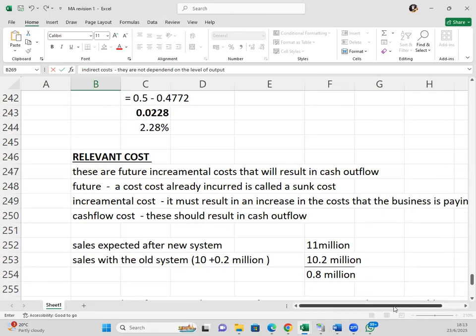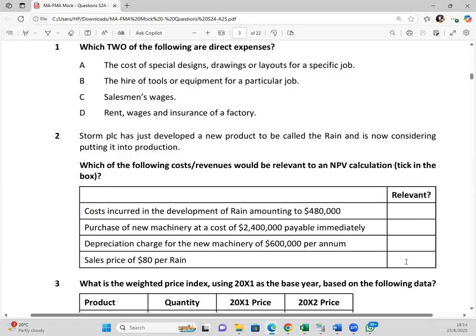So now with that in mind, let's look at the costs that we are given and try to classify them as being either relevant or not relevant. The question is saying, can you tick those that are relevant? Costs incurred in development of Rain amounting to 480,000. The Rain is the product we are producing. So the costs incurred in the development of Rain amounting to 480. Is this relevant or is this not relevant?